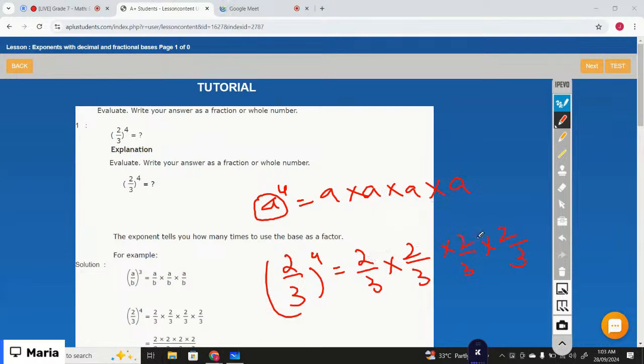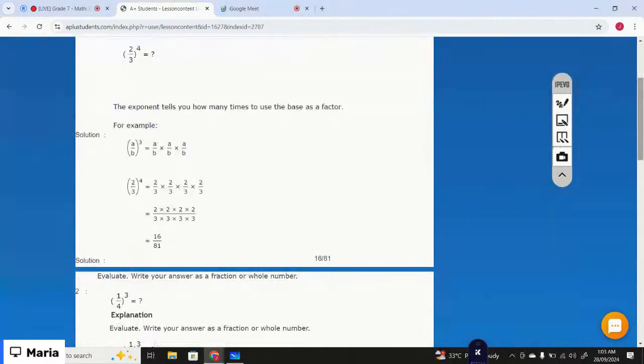2 by 3 is a fraction. You need to multiply all the numerators and all the denominators. You have to do 2 times 2 times 2 times 2 and 3 times 3 times 3 times 3. That is 2 times 2 is 4, 4 times 2 is 8 and 8 times 2 is 16. 3 times 3 is 9, 9 times 3 is 27 and 27 times 3 is 81. So the answer is 16 over 81, right? You have to do exactly the same thing, but here you have the fraction.